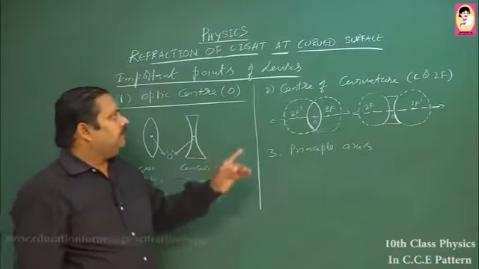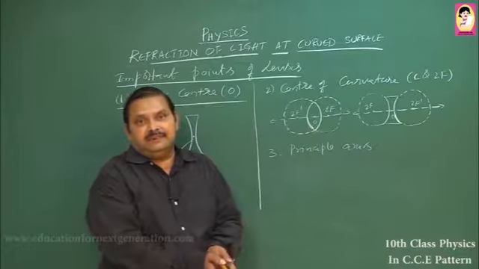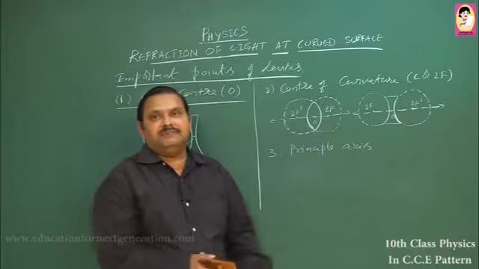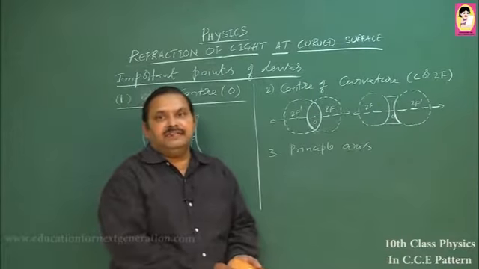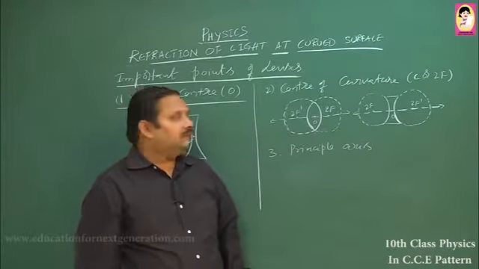The second important point is center of curvature of the lens. The center of curvature is denoted by C or 2F. Both are the symbols for center of curvature. Let us see the meaning involved in the term center of curvature of the lens.